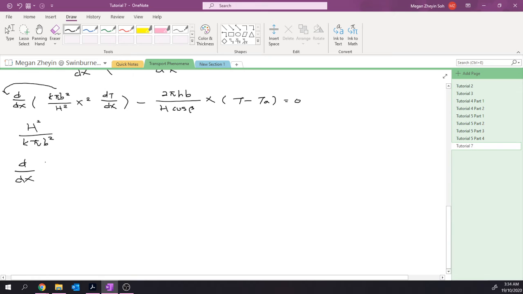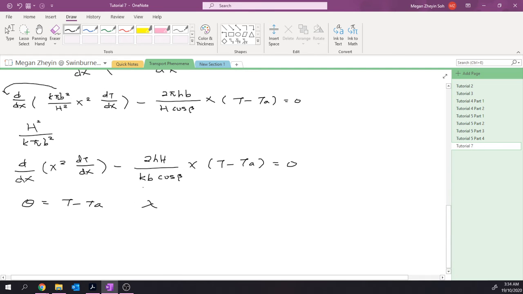d dx x squared dt dx minus 2hh over kb cos beta x multiplied by (t minus ta) equals to 0. So we will take theta to be t minus ta to simplify it, and this whole section to be lambda.